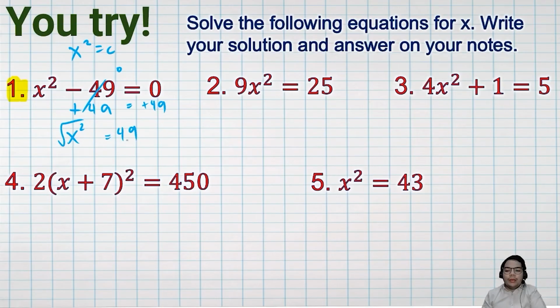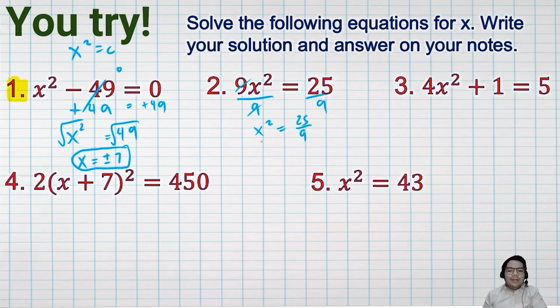Then, we get the square root of both sides. Therefore, x is equal to positive and negative square root of 49, which is 7. Next. So, dalawa yung sagot dyan, positive and negative 7. Next, we have number 2, 9x squared is equal to 25. We divide both sides by 9. Yan, to get rid of 9 beside x squared is equal to 25 over 9.